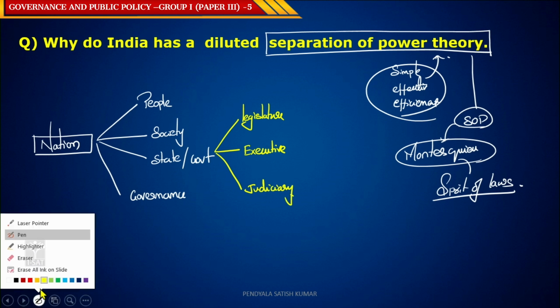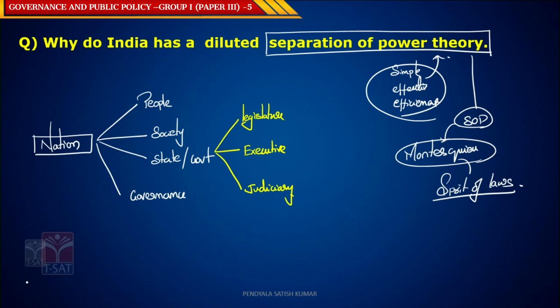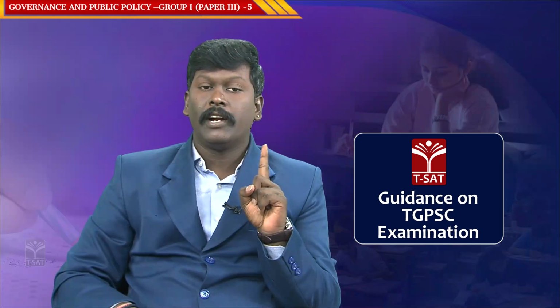So every branch has a unique function to perform. Legislature to make laws, executive to implement the laws, and judiciary to review the law. The first principle is the state is divided into different branches, 3 branches mainly. We have your legislature, executive, and judiciary.